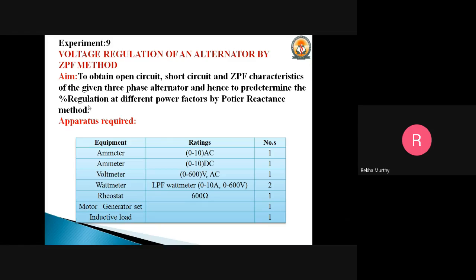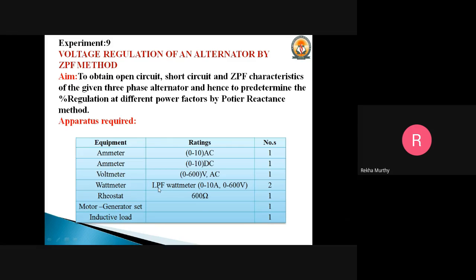To determine the armature leakage reactance and the armature reaction MMF separately, two tests are performed on this alternator: the open circuit test and the zero power factor test. Here also we are going to consider the same setup, so we are going to make use of almost the similar equipment.